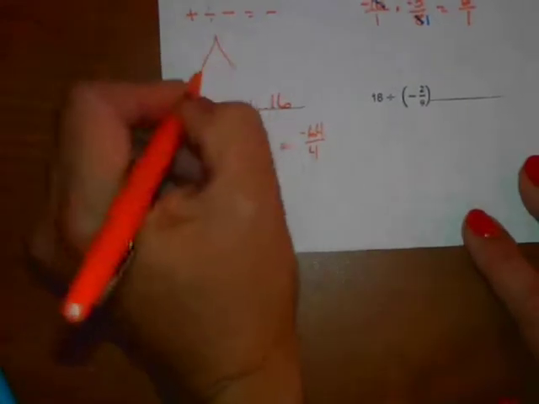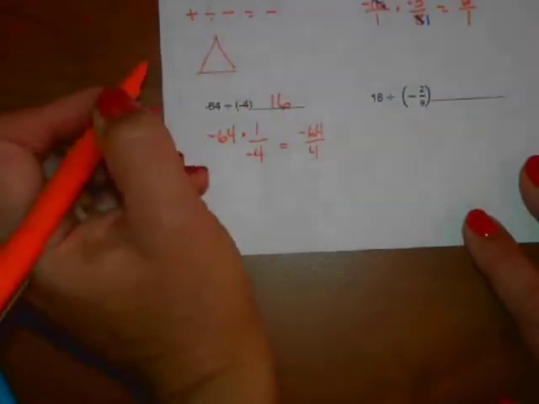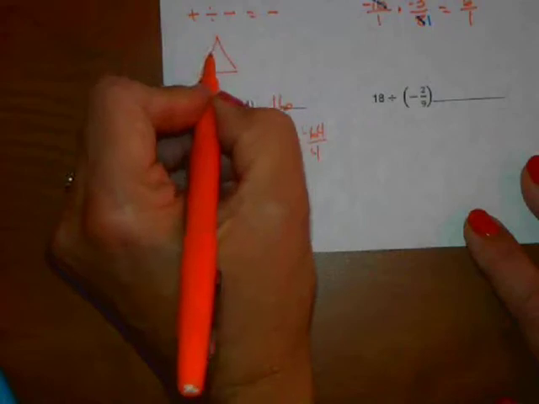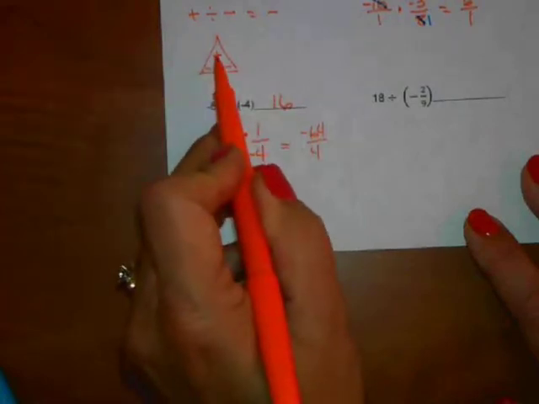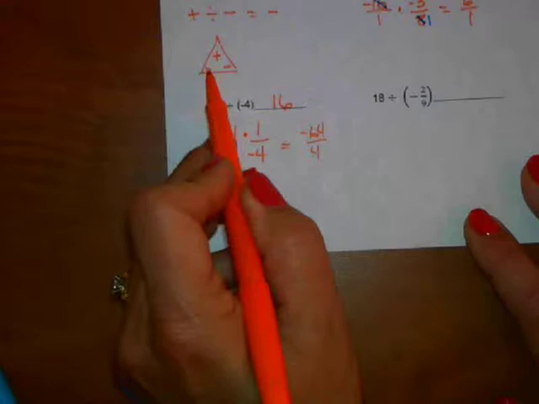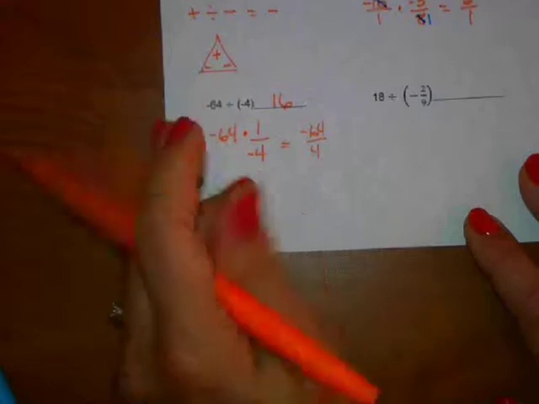There's this handy little triangle. If I can remember it, I haven't used it in a long time. Negative divided by negative is positive. Positive divided by negative is negative. This is like this little triangle if it helps.